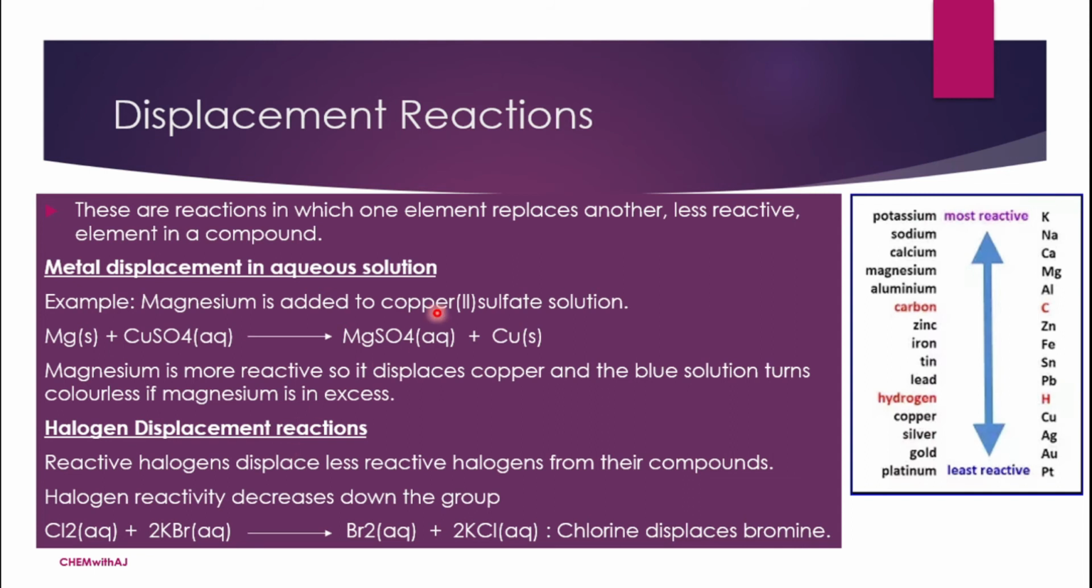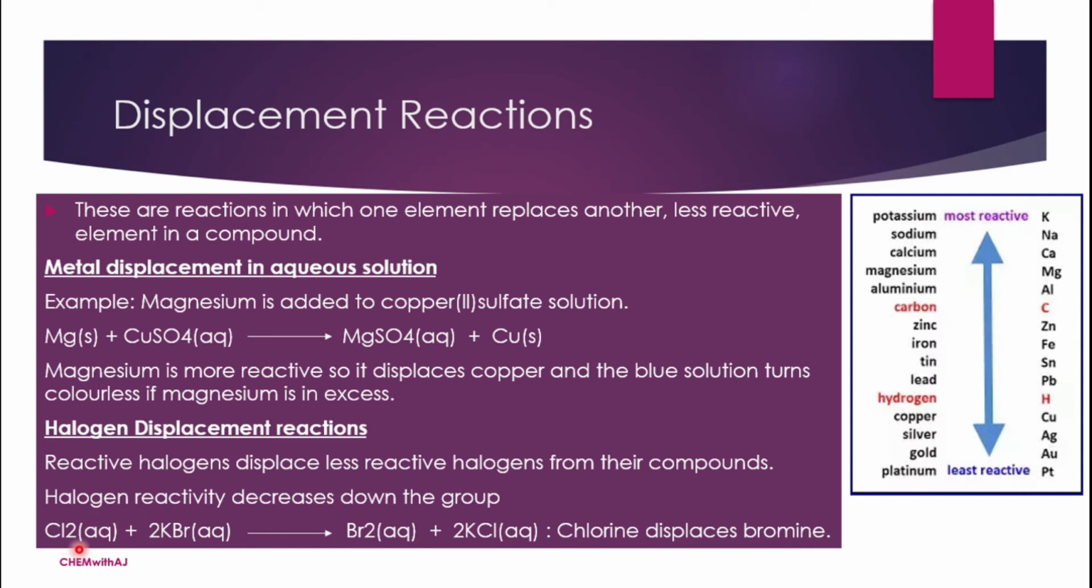So halogens are the group 7 elements. Reactive halogens displace less reactive halogens. As you go down the group, the reactivity of the halogen decreases. So fluorine, which is the most reactive, is on top.